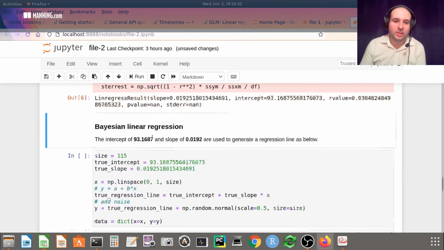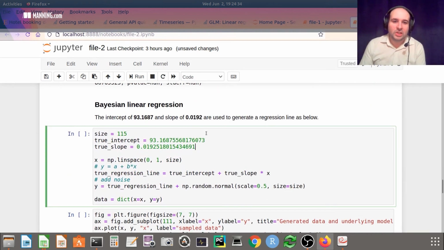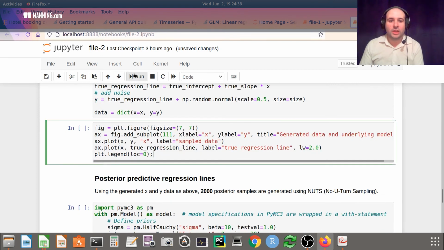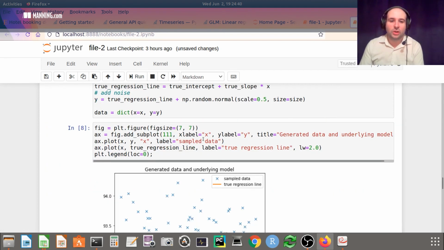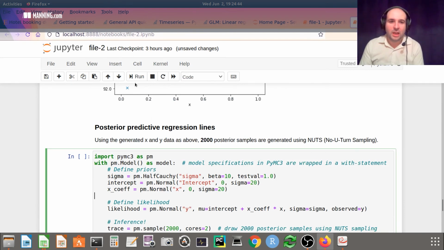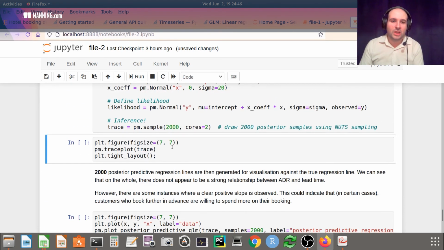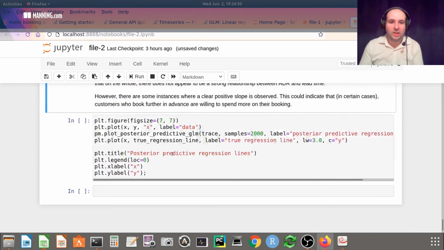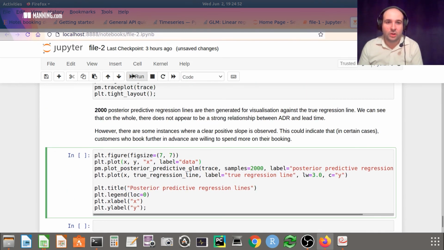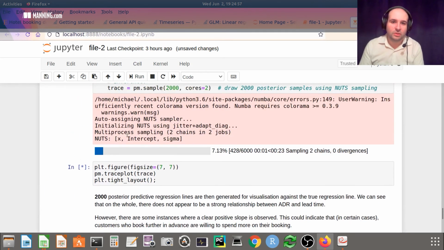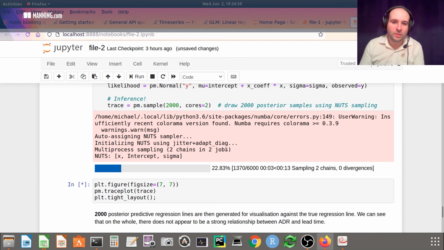0.019, intercept of 93. Let's take this into account and generate 2,000 posterior samples using the no U-turn sampling method. And what this is going to do is generate many different regression lines so that we can see what the relationship would be under many different scenarios. So this shouldn't take too long to run, and we'll just have a look at the regression lines.